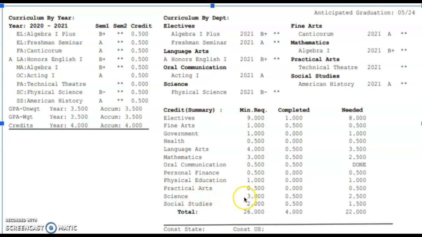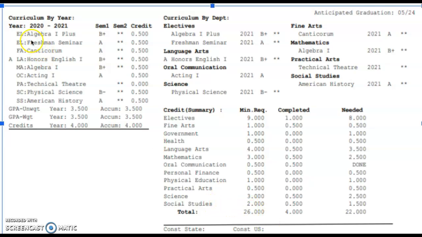Science, you need 3 years or 3 credits of that. One of those must be biology, so you must take and pass biology. Social studies, you need 2 years or 2 credits of social studies. One of those must be American history, so you must take and pass American history.